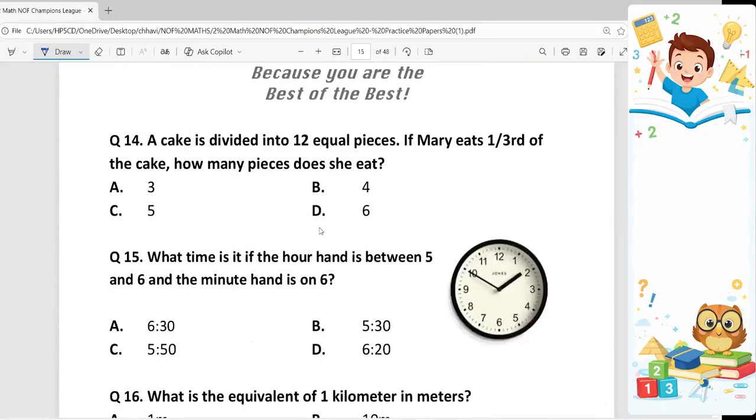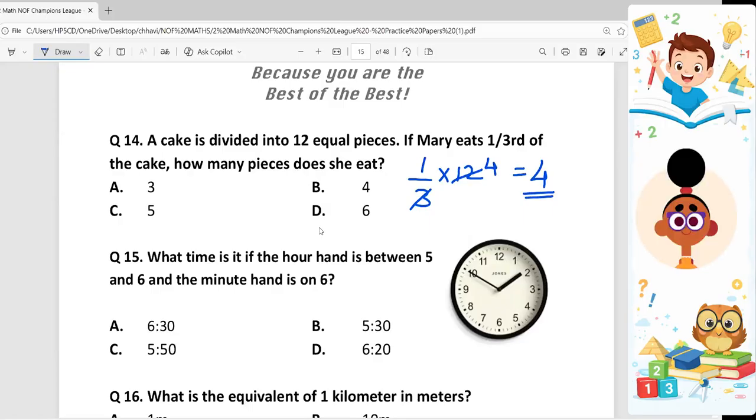Next one. 14th. A cake is divided into 12 equal pieces. If Mary eats 1/3 of the cake, how many pieces does she eat? Now 1/3 of the cake is eaten, isn't it? So we will do 1 by 3 into 12. So 3 fours are 12 and 4 into 1 is 4. So 4 pieces are remaining. Sorry, 4 pieces she ate. Okay, so B is the correct answer.